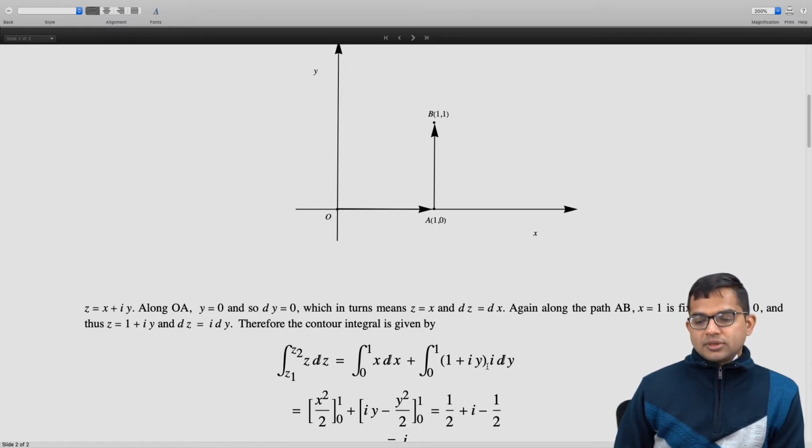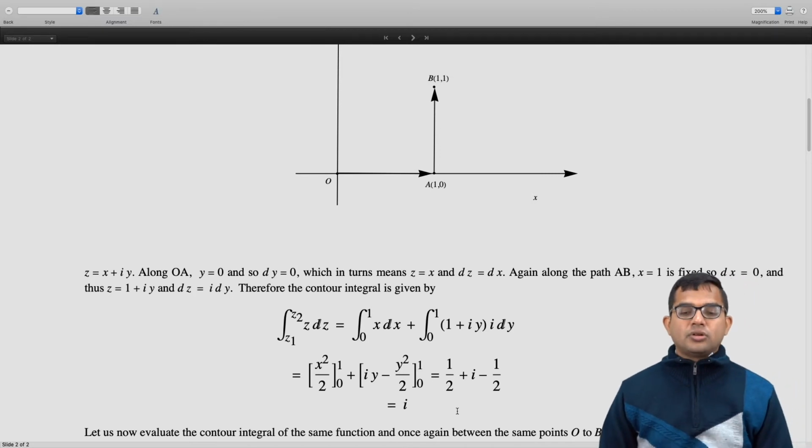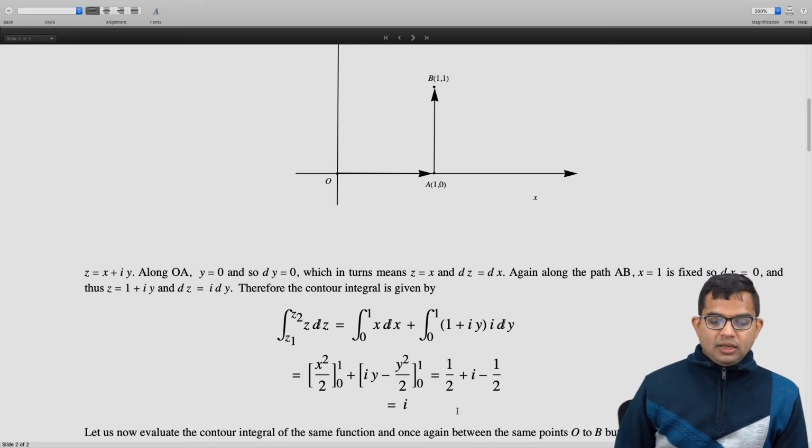Then plus i times, when I integrate out, I get i times y, and then i squared becomes a minus, so it's minus y squared by 2. And the limits are 0 to 1. So I get 1/2 from the first term, then plus i, and then a minus half. So if I add all of this carefully, it's just i. So this is the value of the contour integral if I take this path along 0 to A and then A to B. Now let's evaluate the same integral.